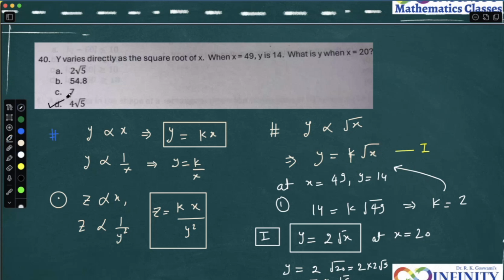Directly means y is proportional to, you should write it like this. Then remove this proportionality with the constant k simply. So if it says directly, that means y equals k square root of x. Directly stands for in the numerator. Any doubt there? No. Okay.